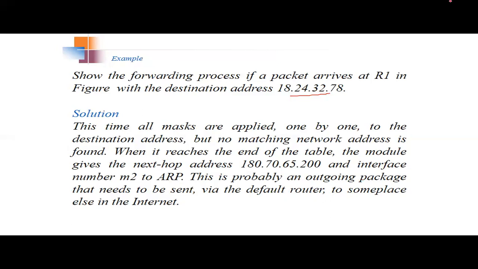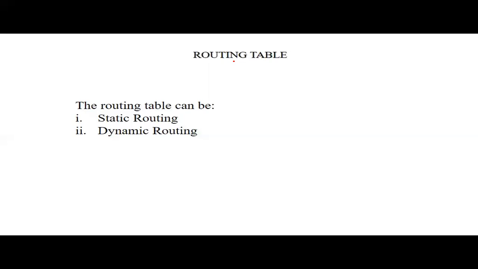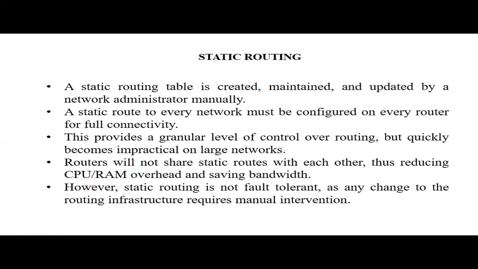Now we will look at the types of routing table. Whenever we are discussing routing tables, a host or a router has a routing table with an entry for each destination, or combination of destinations, to route the IP packet. So the routing table can be either static routing or dynamic routing. First and foremost, we will look at static routing.